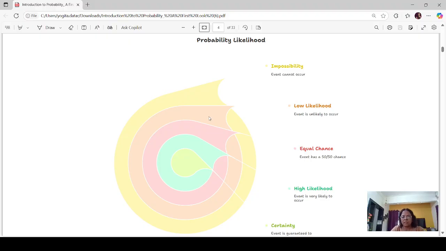This next region is for low likelihood, meaning if the probability of an event lies in this region, then the event will occur but its chances are very less. And the last, the outermost yellow part indicates that the event will never occur. So it is for impossible events.